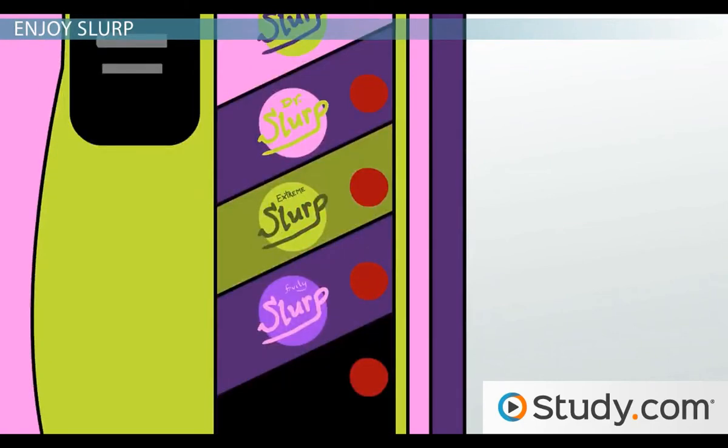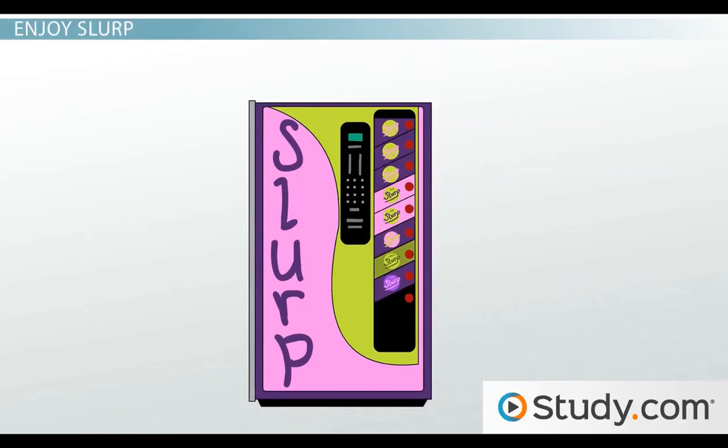Slurp, 1 for extreme slurp, and finally 1 for fruity slurp. This is pretty normal to see. There are 3 for regular slurp because that's the most popular one, so there needs to be a bunch of it. Diet Slurp is pretty popular, so it gets 2, while the rest only have 1 because they don't sell as well. Now let's say we're going to use this machine.